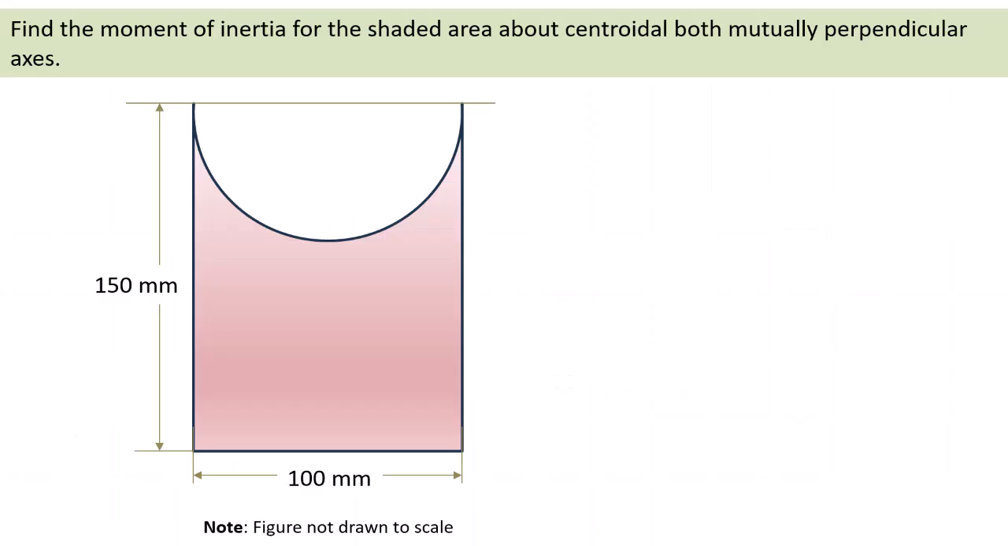In this video lesson, we are going to find the centroid and moment of inertia of the given figure. This is the problem statement. The given lamina is singly symmetric. It is symmetric about a vertical centroidal axis but not about the horizontal centroidal axis.